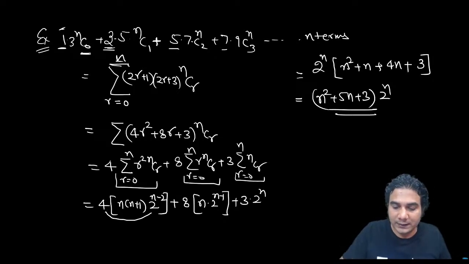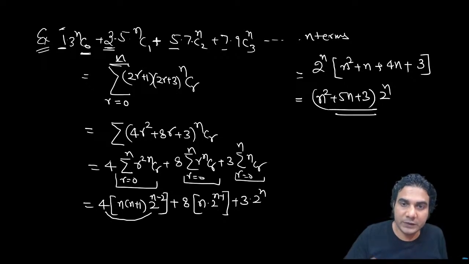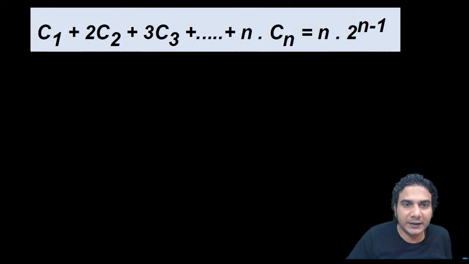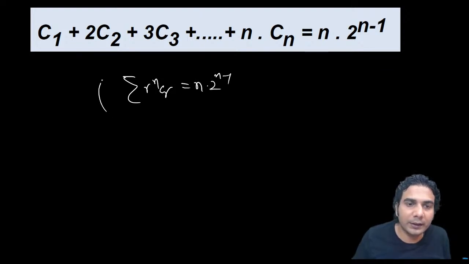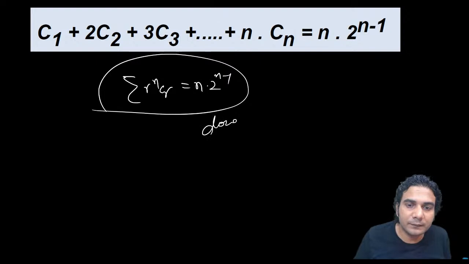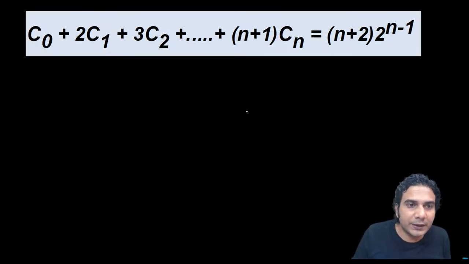Now let's do some practice. We'll practice questions based on this, then we will move to some other method, and today we are going to finish all kinds of series. This we have already done, right? This is nothing but sigma r nCr. So we know this value, this is what we need to remember. Now let's move to this.